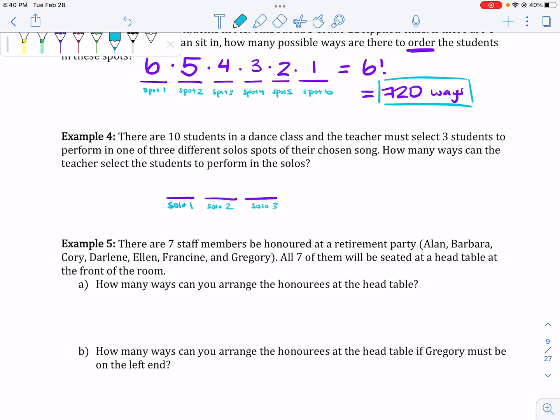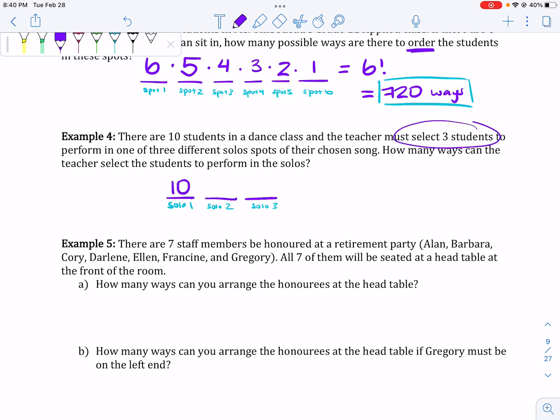And again, I can go ahead and label these lines as solo 1, solo 2, solo 3. And I'm probably going to do that just for the beginning questions that we tackle in this section. But just understanding what the lines represent is going to be useful. Now, I only have 3 lines here, but I have 10 students to choose from. So not everyone's going to get a solo. For solo 1, I have 10 students to choose from. So I'm going to put a 10 on that solo 1 line.